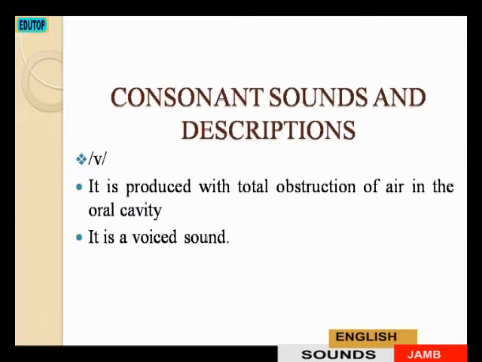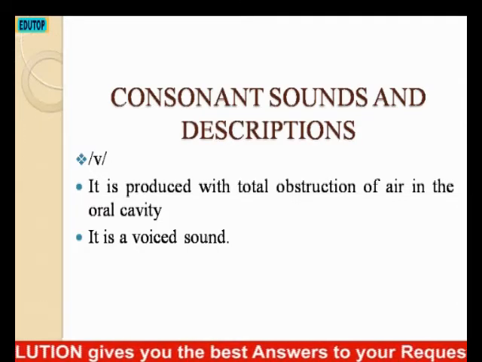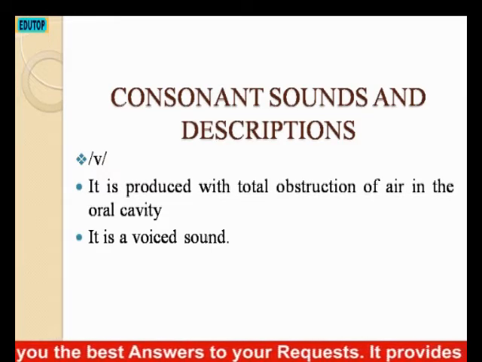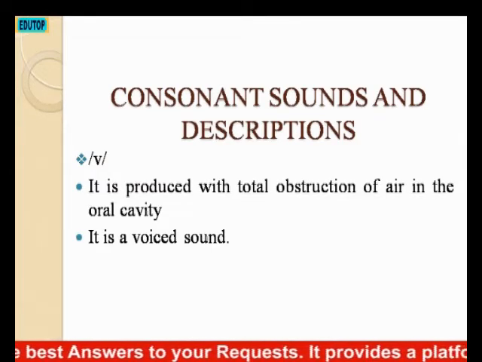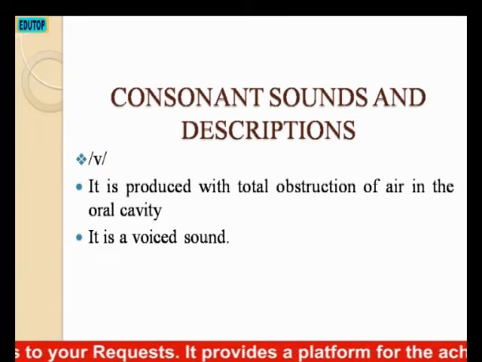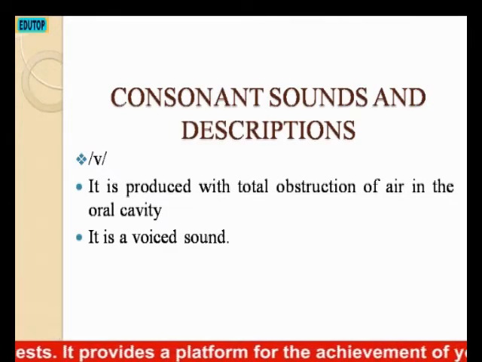V. That is another sound. The sound is produced with total obstruction of air in the oral cavity. So when you have total obstruction, it means it is going to be a voiced sound. And you should note that they are usually in pairs. V and F are in a pair. While F is voiceless, V is voiced. And the earlier discussed P is voiceless, while B is voiced. So the two of them are paired.